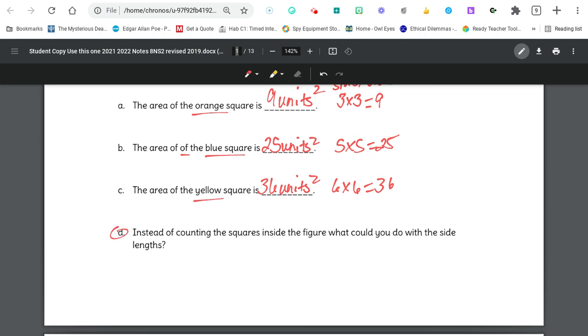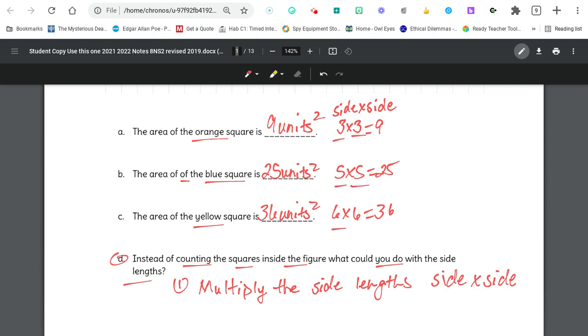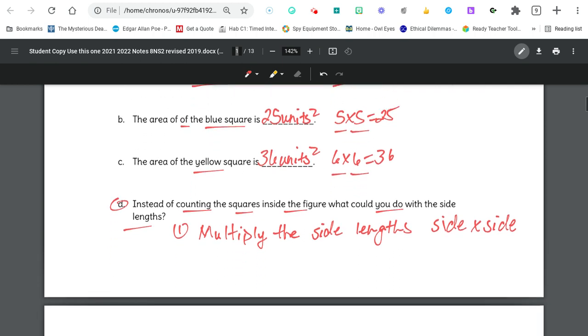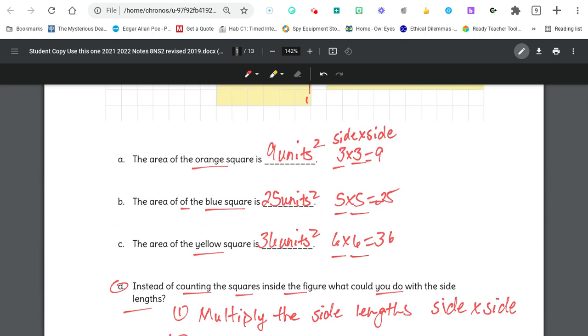So D says, instead of counting the squares inside the figure, what could you do with the side lengths? You could, number 1, multiply the side lengths as we did. So basically you're looking at side times side, okay? Just like we got 3 times 3, 5 times 5, 6 times 6. That's side times side. But there is a second way.